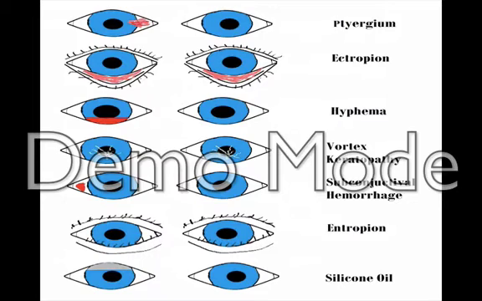In the second image, we notice ectropion secondary to lid laxity. This, of course, can cause inappropriate lid closure and corneal dryness.